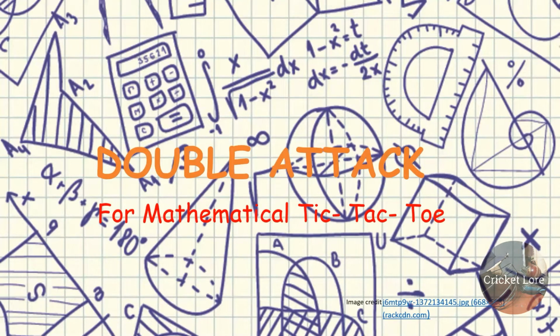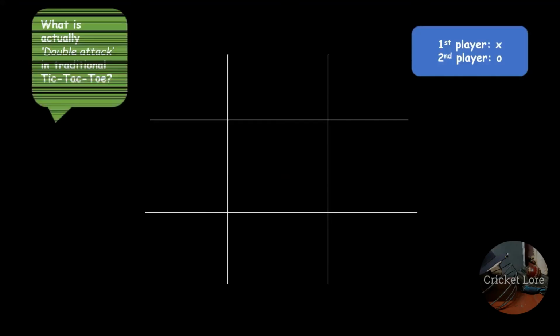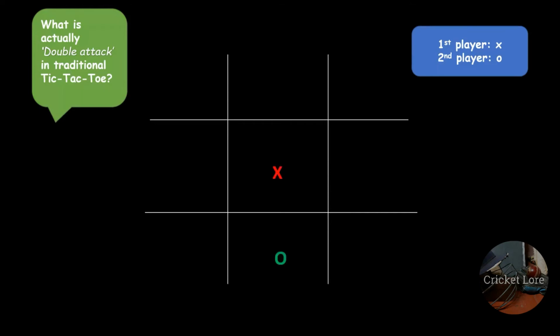So let us understand what is a double attack in the traditional tic-tac-toe game. Let us see a trial game to understand this. The X player starts, puts X in the middle grid. The O player puts O in this grid. The X player puts X in this grid. Now the O player puts O in this grid to prevent X from winning. Now the X player should put X on this grid to prevent O from winning. Thus he puts X in this grid.